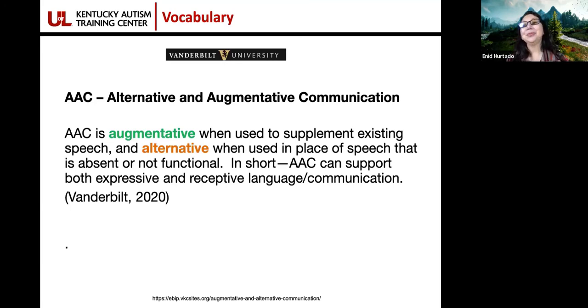Okay, so the ones with the writing skills. And it could be speech that's an alternative speech. An alternative is when it's used in place of speech that is absent or not functional. In short, AAC can support both expressive and receptive language communication. So I really like this definition because I think it's very concise, easy to understand, and it just breaks it down and tells it how it is. Right? So I kind of led you down the road, built up to get to this definition, because I think when you read this right now, you're like, yes, everything you just said is perfectly said right there in that definition.